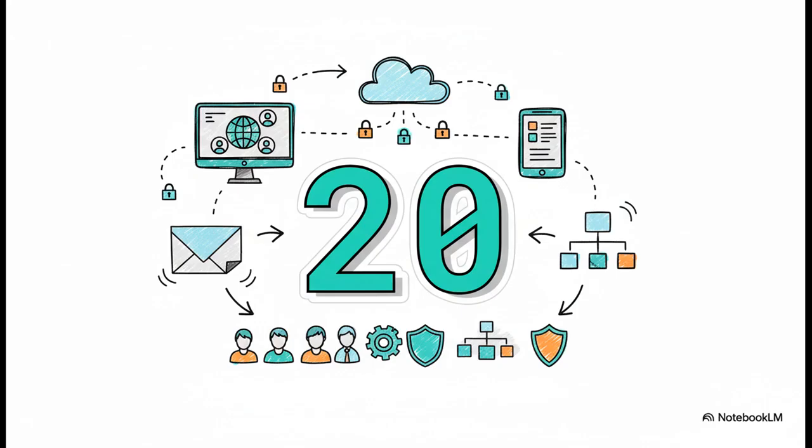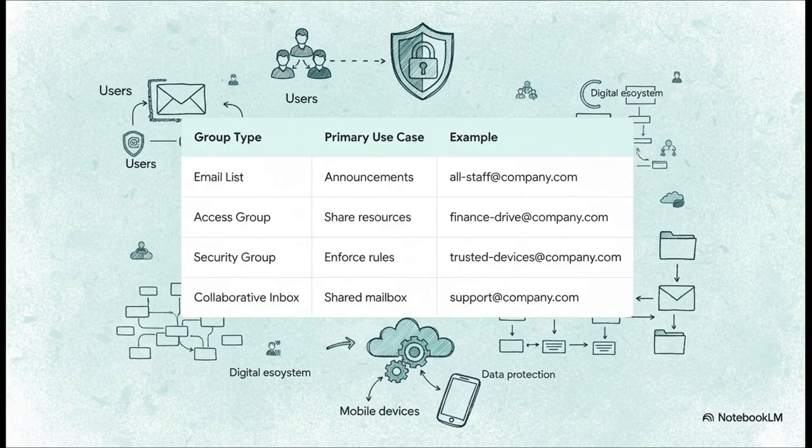Just imagine accidentally deleting the wrong John Smith in a big company. This 20-day window is your only safety net. A great admin knows this number by heart. Now, trying to manage hundreds or even thousands of individual users would be a complete nightmare. And that's where groups come in.